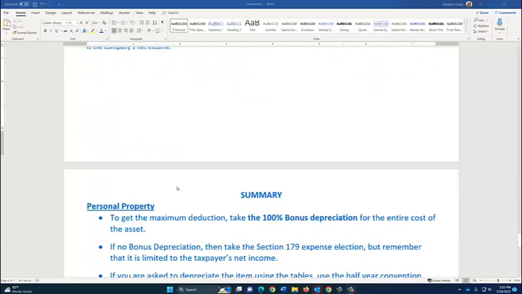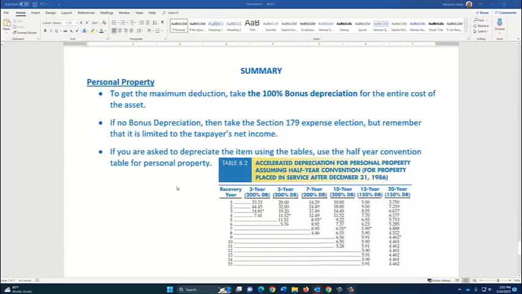Now let's try to summarize what we just went over. If you are depreciating personal property, to get the maximum depreciation, take the 100% bonus depreciation for the entire cost of the asset. If the problem asks you not to use the bonus depreciation, then try to take the Section 179 expense election. But remember that expense election is limited to the taxpayer's net income.